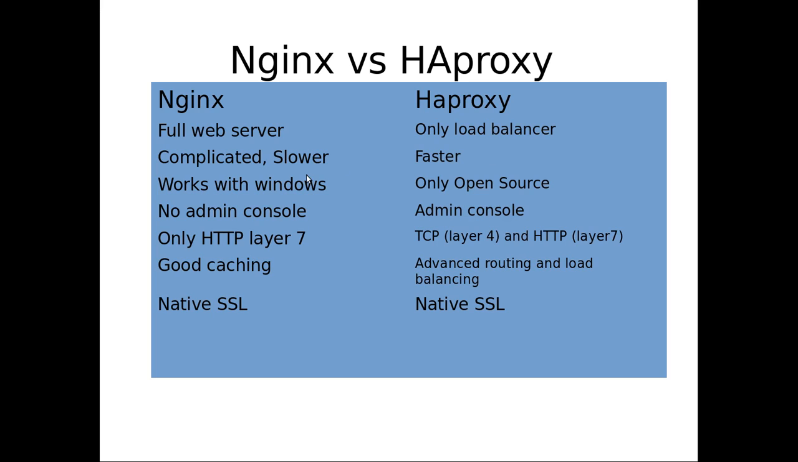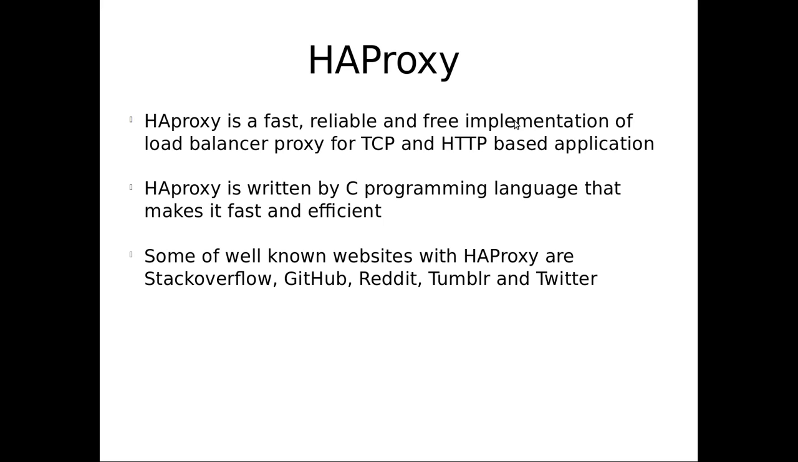Whenever you want to choose between these two, you have to look at your requirement. If you want to have your web server and load balancer on the same machine, go for Nginx. But if you have your web server on a separate machine and a dedicated machine for the load balancer, go for HAProxy. As we said, HAProxy is fast and reliable. It is implemented in C, which is why it is fast. Also, many big websites like Stack Overflow, Reddit, or even Twitter use HAProxy.